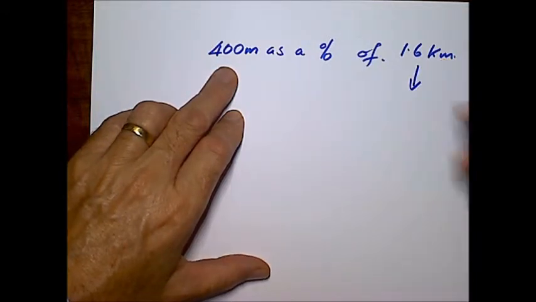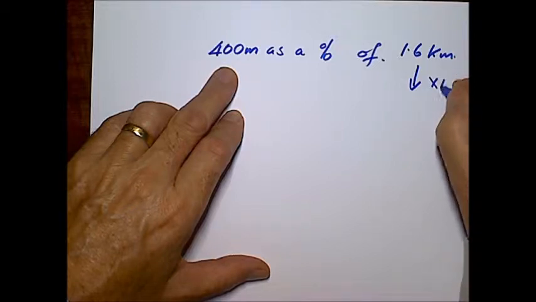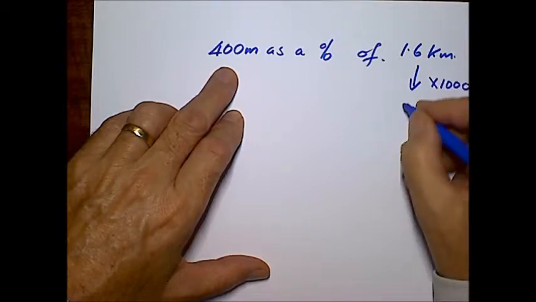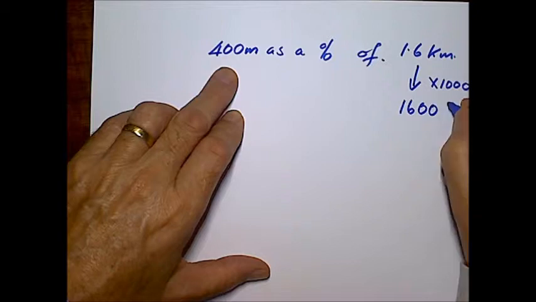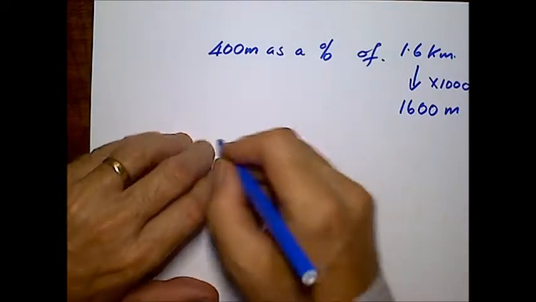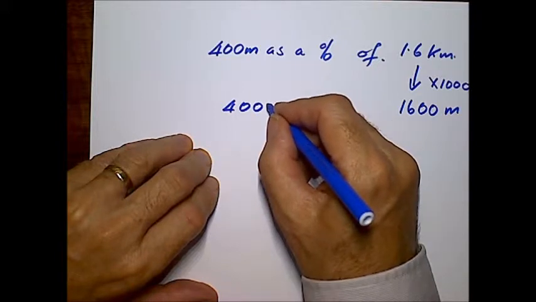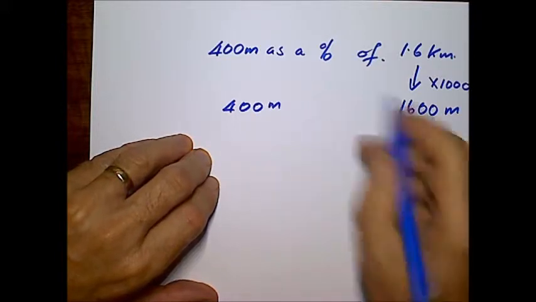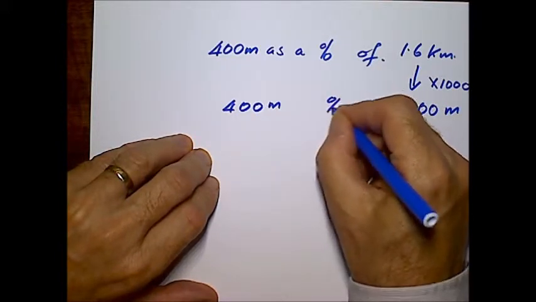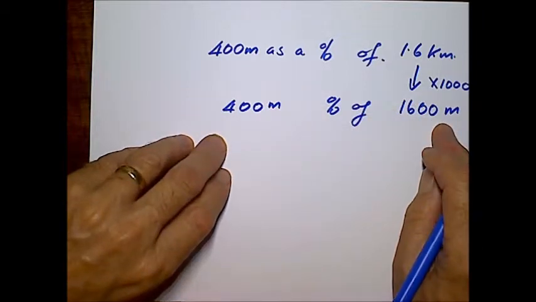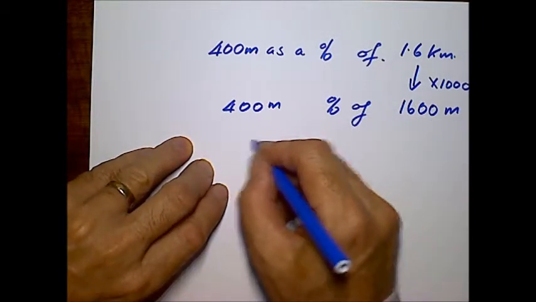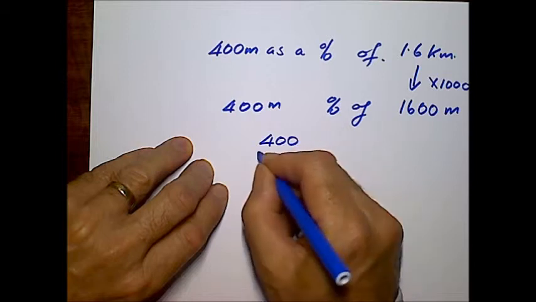So the first thing we need to do is to recognise that 1 kilometre is 1,000 metres, so that would become 1,600 metres. And so now we are comparing 400 metres as a percentage of 1,600 metres. So step one becomes the same. We write it as a fraction.